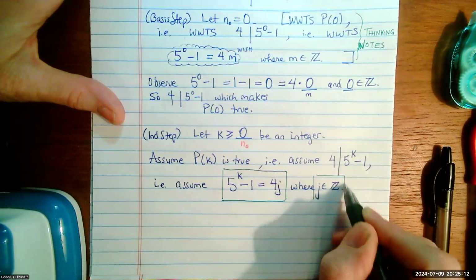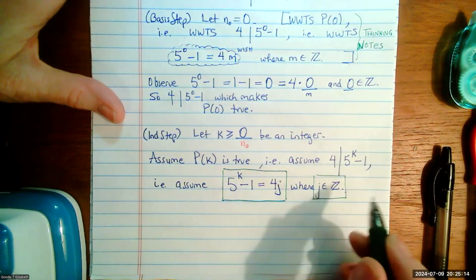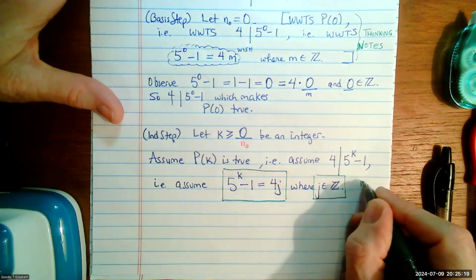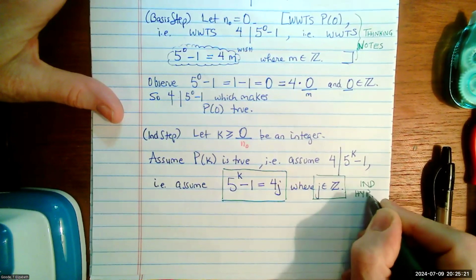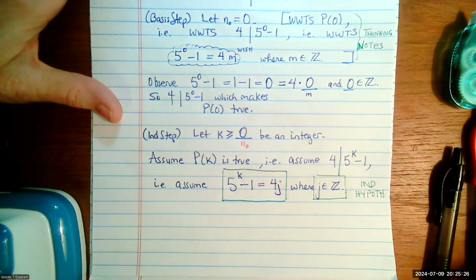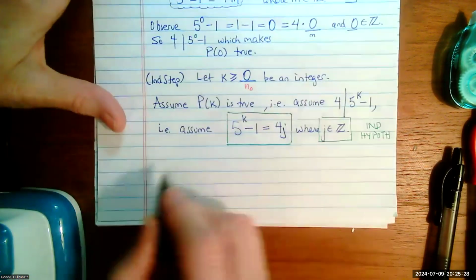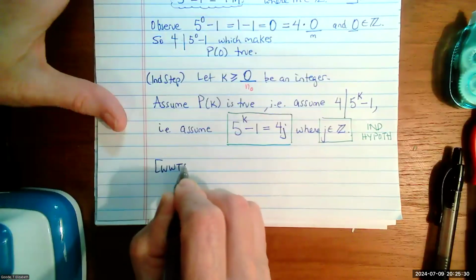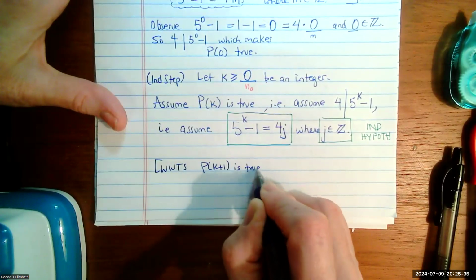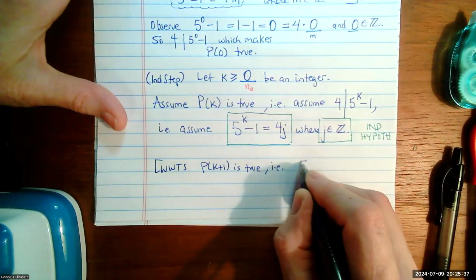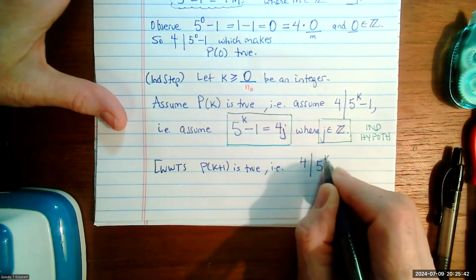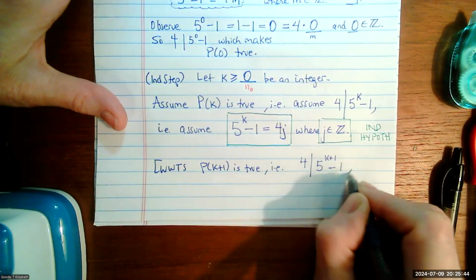So here's our proof money, and here's our information about J. Okay, we're gonna need all that. This is the inductive hypothesis. It's these two pieces of information. All right, let's take a look at our wish. What do we wish to show? P of K plus 1, of course. We wish to show P of K plus 1 is true, i.e. that 4 divides 5 raised to the K plus 1, whole thing minus 1.